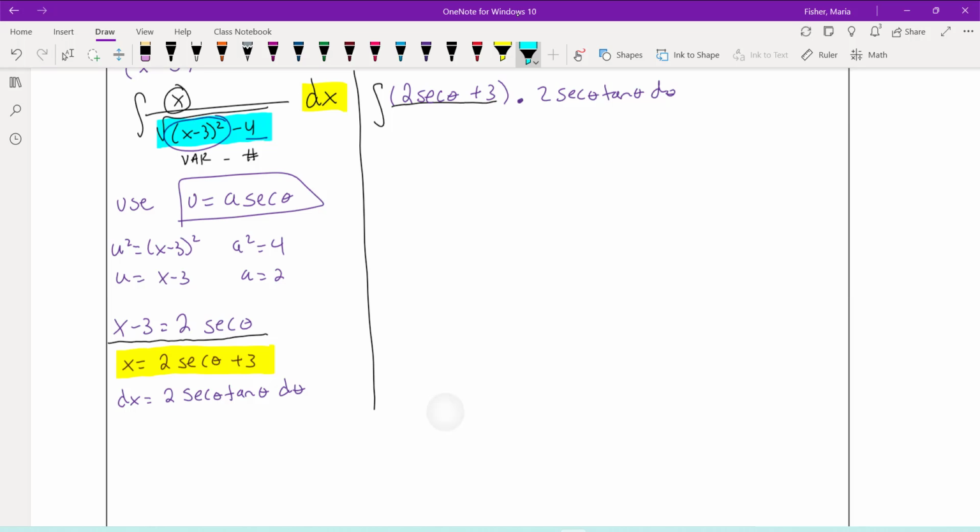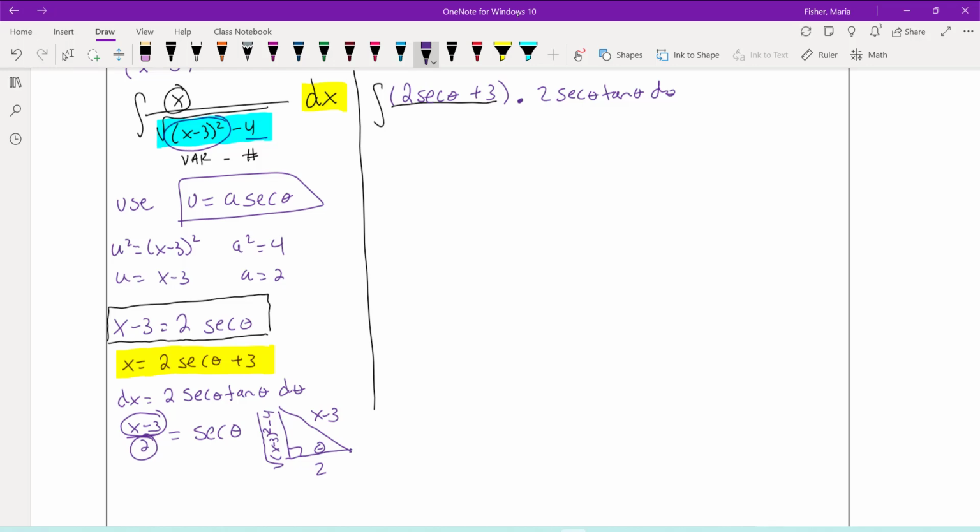I use the triangle. So let's figure out what that triangle should be. We know that we have x minus 3 equals 2 secant of theta. Solving for the secant of theta, we know that x minus 3 over 2 is going to equal the secant of theta. If I make that triangle, we know that the secant of theta is going to equal hypotenuse over adjacent, which means that that missing side there is going to be the square root of x minus 3 squared minus 4.